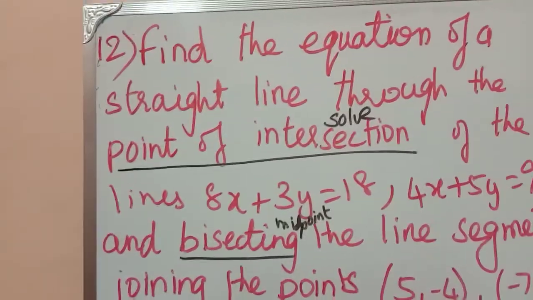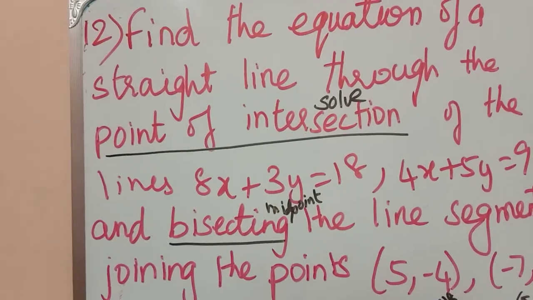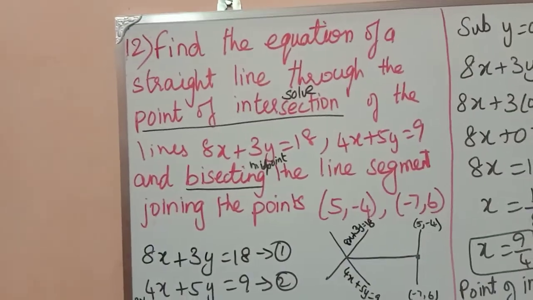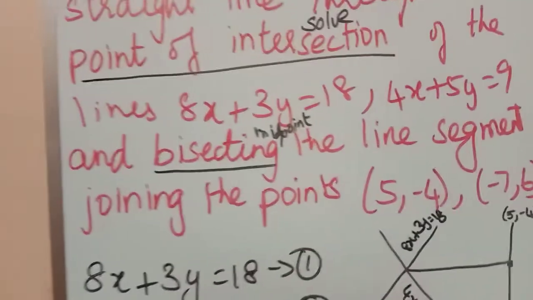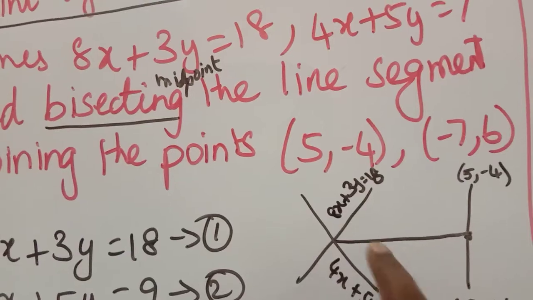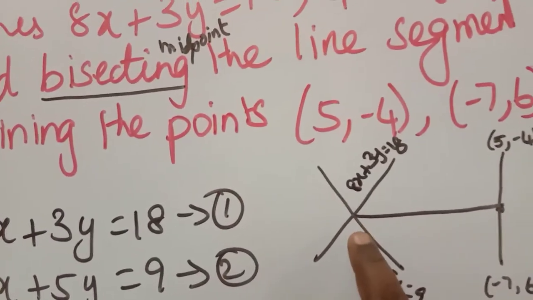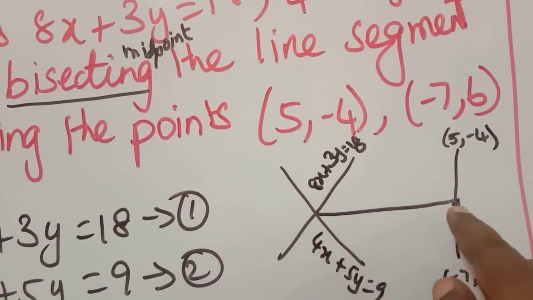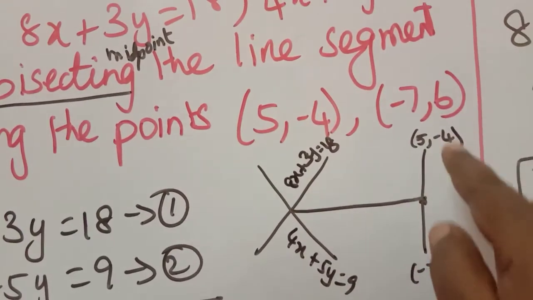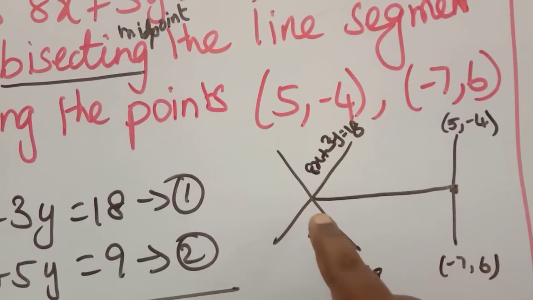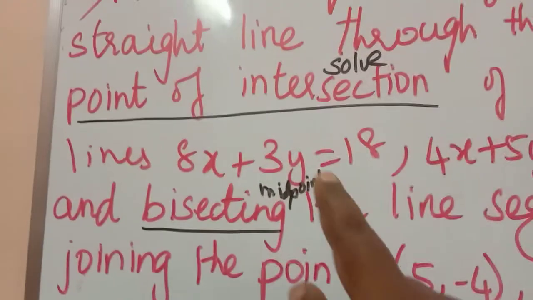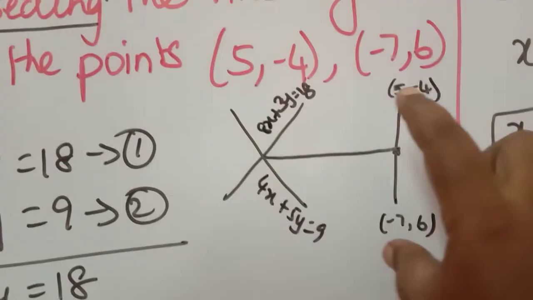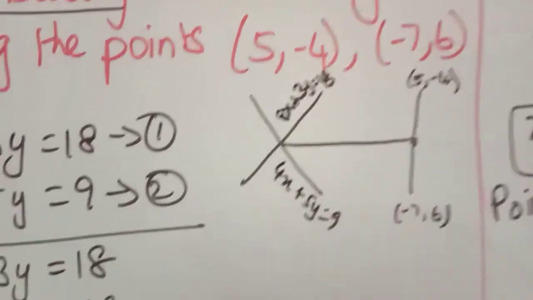Question number 12. Find the equation of a straight line through the point of intersection of two given lines and bisecting the line segment joining the points. So we have to find the equation of the straight line passing through the point of intersection of these two lines and bisecting this line. Bisecting means through the midpoint. This line is passing through the midpoint of the line joining these 2 points. So to find the point of intersection we have to solve the 2 equations. Bisecting means we have to find the midpoint of the line joining these 2 points.